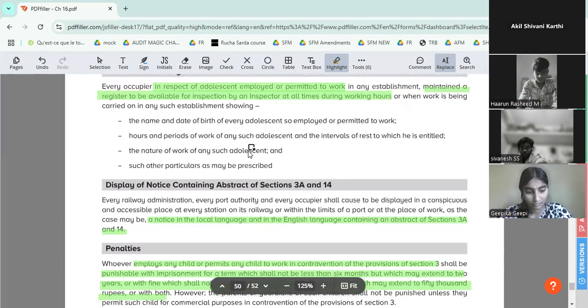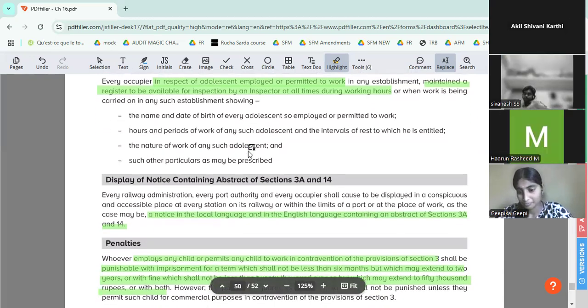Yes. Next thing is display of notice containing abstract of sections 3A and 14. Okay, what is section 3A? Prohibition of work. Adolescents are prohibited from working in hazardous occupation. This is section 3A. Section 14 is penalty. If you're employing them, what will happen? That is given in section 14.